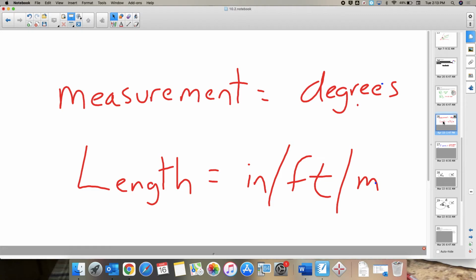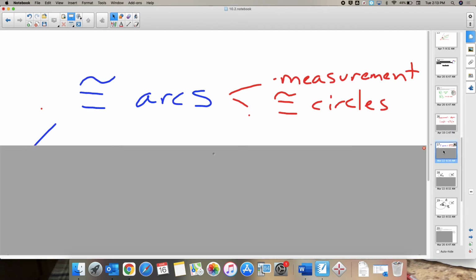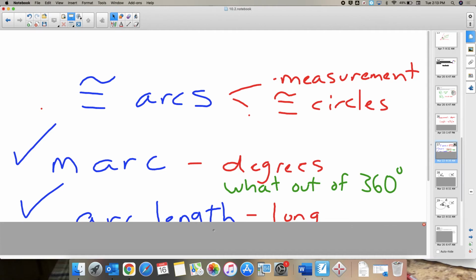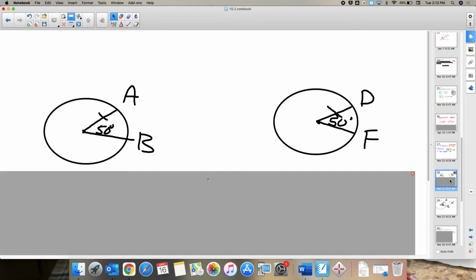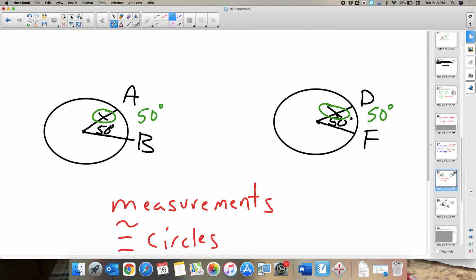In order for your arcs to be congruent, the measurements have to be the same, and the size of the circle they come from has to be the same. So the degrees is out of 360, and then we need to know how long it is, that those lengths are the same. So here we know the measure of arc AB would be 50 degrees. The measure of arc DF would be 50 degrees. And then the size of the circle is the same because that radius is the same in each. So here we have congruent arcs. Their measurements are the same and the size of the circles are the same.